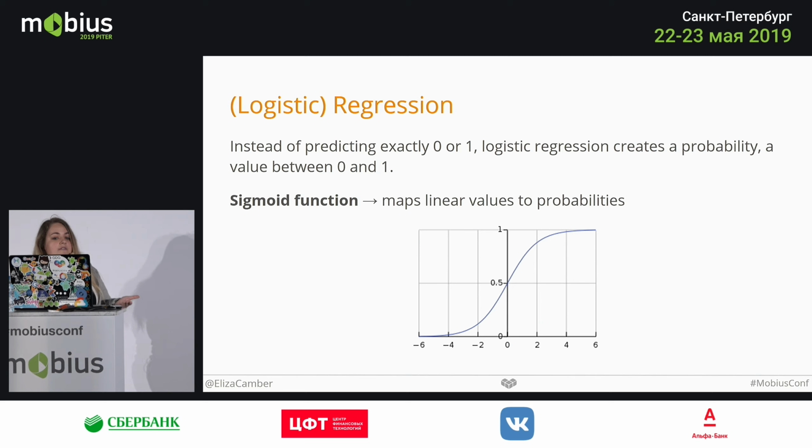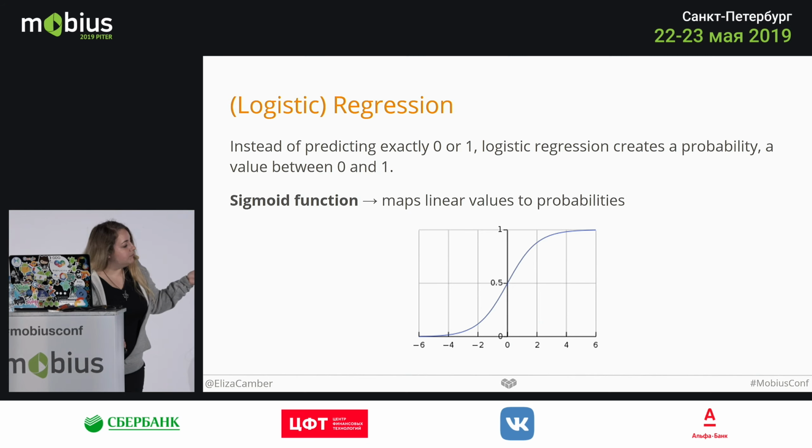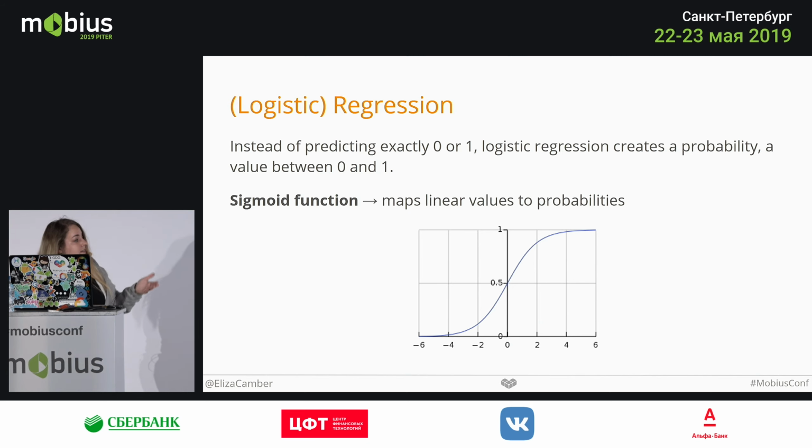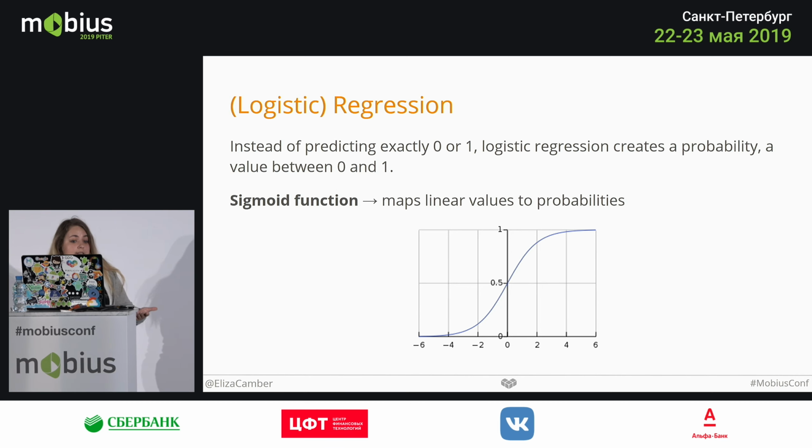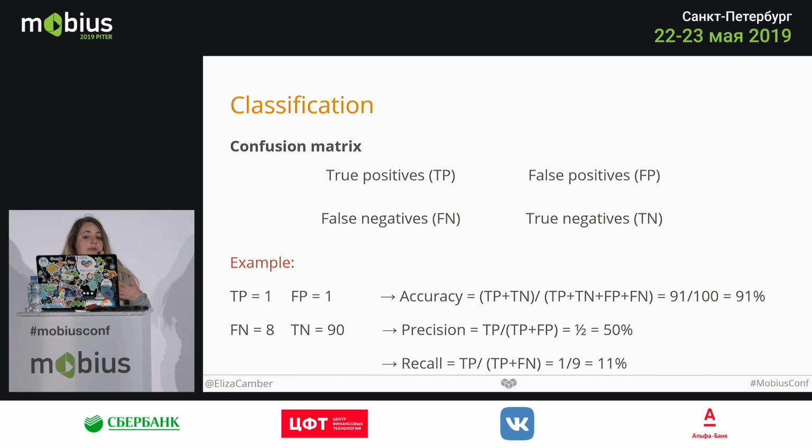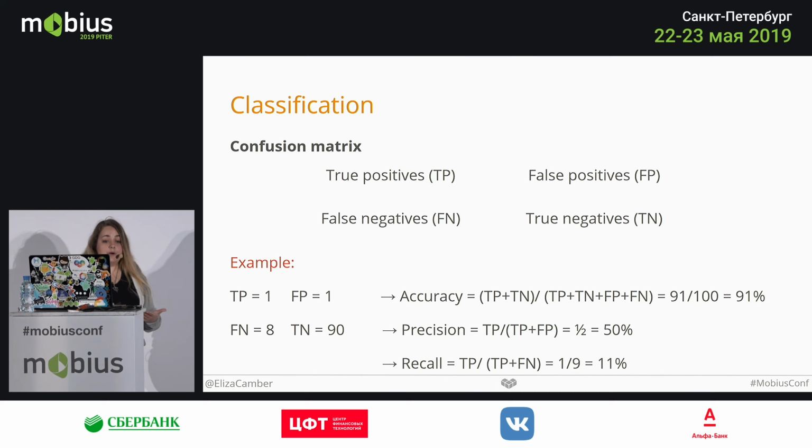So let's say that you have a value of 2. Then you can just say that, okay, it's about 0.9. The prediction is this one. So it maps the linear values to probabilities. And why we care about that is because classification is actually using regression as the foundation of it. And with the probabilities, you can see here how we can actually see how our model is faring.